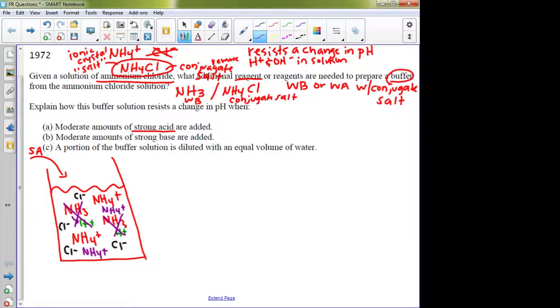buffer. Eventually I'm going to run out of buffer, and so then my pH is going to spike. Do we see that?